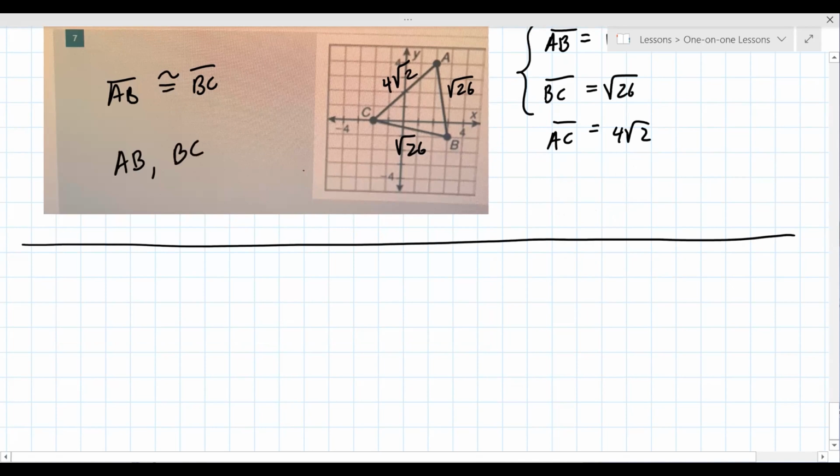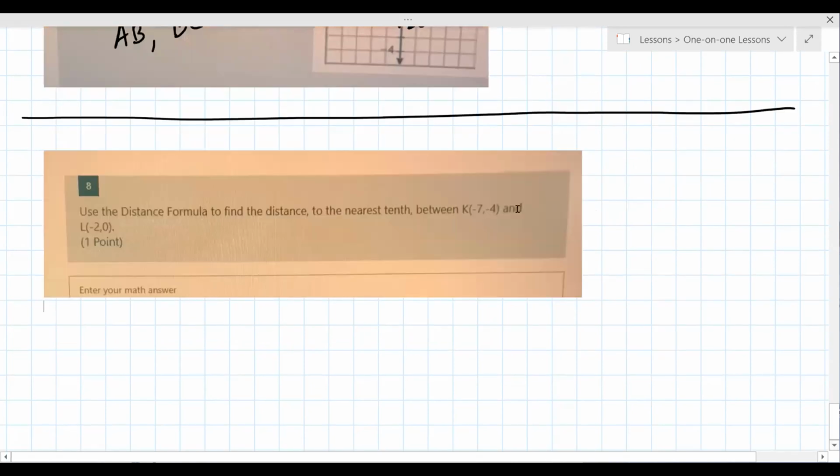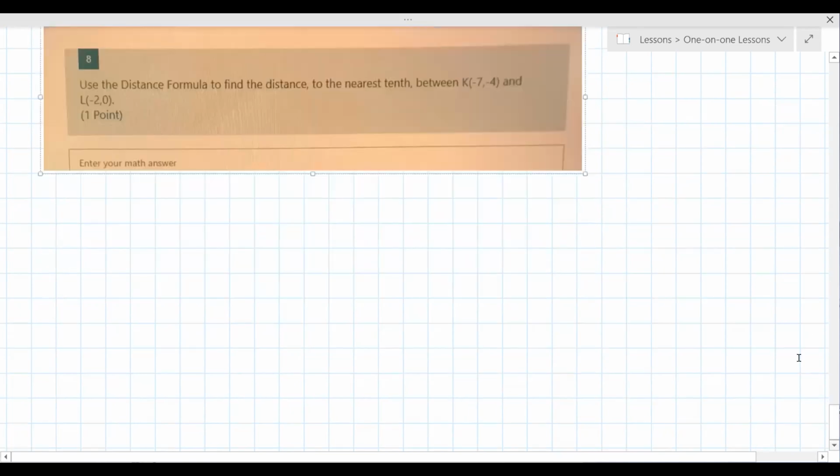College students are used to doing these online programs, and half of it is just figuring out how to enter the answer so that you get credit, because there's nobody there except the computer to grade it. So let me know when you're ready for us to move on to number 8.